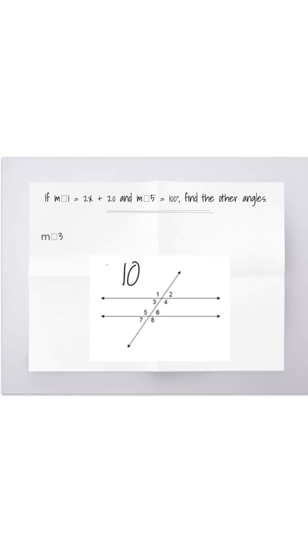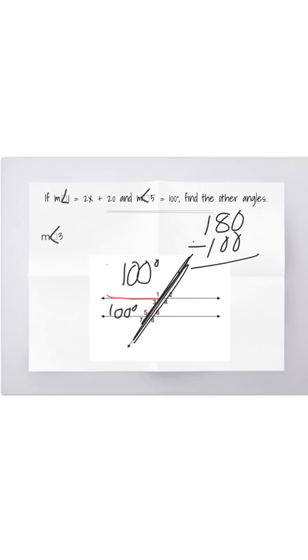So we found that angle 1 was 100 degrees and angle 5 was 100 degrees. Now we want to find out what the measure of angle 3 is. Angle 3 makes a straight line with angle 1. So to find angle 3, we can simply subtract 180 minus 100, and we get 80 degrees, and that means that angle 3 is 80 degrees. So now we know angle 1 is 100, angle 3 is 80, and angle 5 is 100.